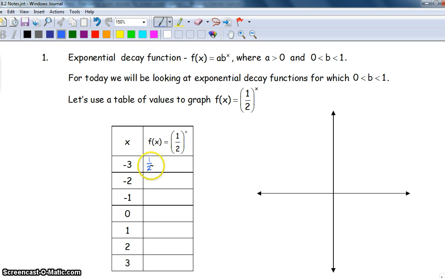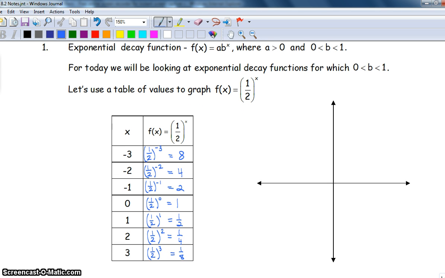So I'm going to have 1/2 raised to the negative third. You know, that means we're going to take the reciprocal and cube it. So we get 8. 1/2 to the negative second, take the reciprocal and square it, and you get 4. 1/2 to the negative first, you just get 2. 1/2 to the 0, anything to the 0 power is just 1. 1/2 to the first power is 1/2. 1/2 squared is 1/4, and 1/2 cubed is 1/8.